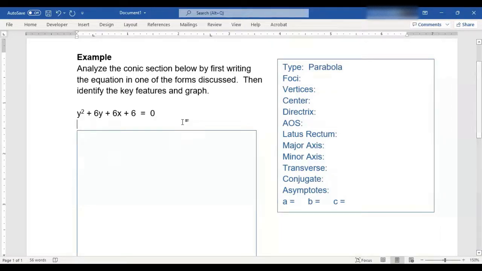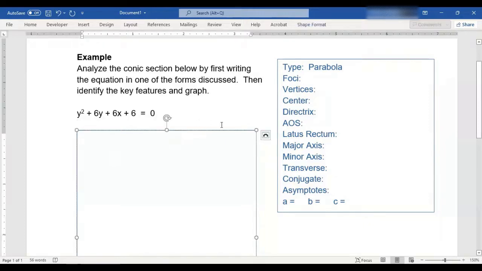If I had both an x squared and a y squared in my equation somewhere, then that means it's going to be an ellipse or a hyperbola. So this one I know already it's going to be a parabola. So let's get it into one of the appropriate parabolic forms.